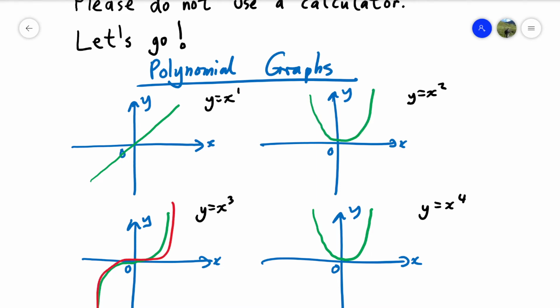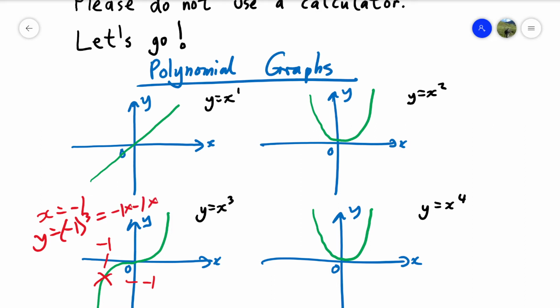We've done that once. Remember that this point here can be explained as minus 1 because if x equals minus 1, y equals minus 1 cubed, which is minus 1 times minus 1 times minus 1, which is minus 1. And we can just go on and on explaining all that, and that explains why that's negative.